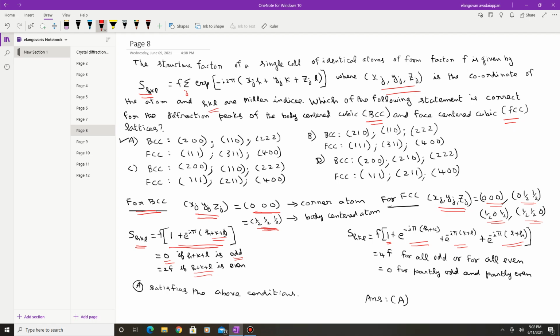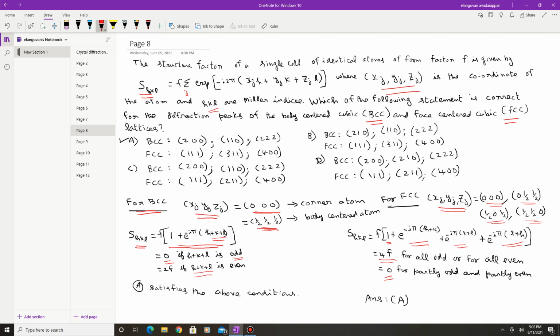Now if h, k, l are all odd, or all even: if all 3 numbers are odd, odd plus odd gives an even number. Therefore the second term will be a plus value, the third term will be plus, and the fourth term will be plus. So there are 4 terms here for all odd or all even. This other expression is for partially odd, partially even. Now here, among the 3 terms, 2 terms are negative and only one is positive. Therefore the expression becomes 0. So the structure factor is 0 if it is partly odd or partly even.